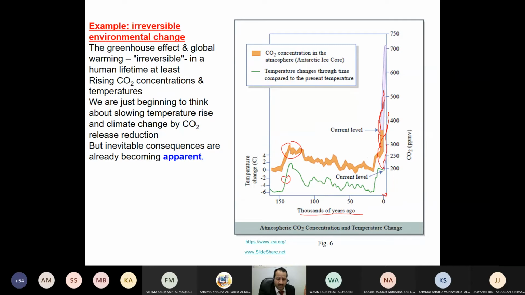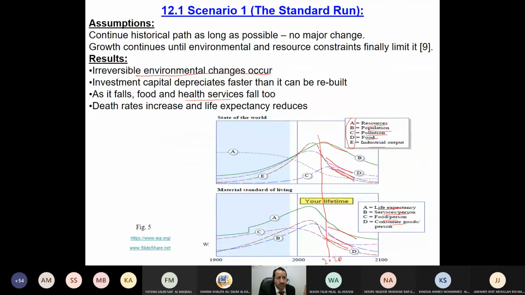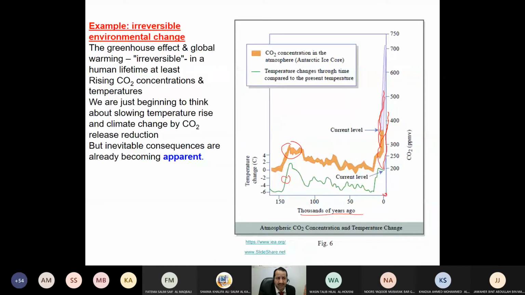So back to my point: continuing in the first scenario, the standard run, continuing on the same trend will lead to changes. When we talk about atmospheric temperature, this is nature. We change nature, and this will reflect on many sectors in our world: the food sector, energy sector, water sector, and so on.